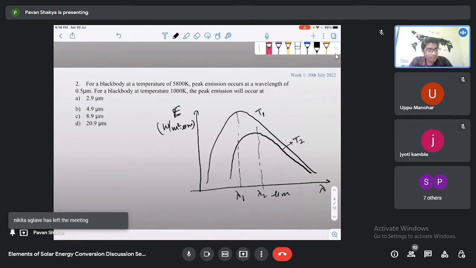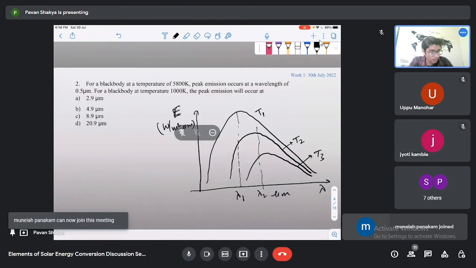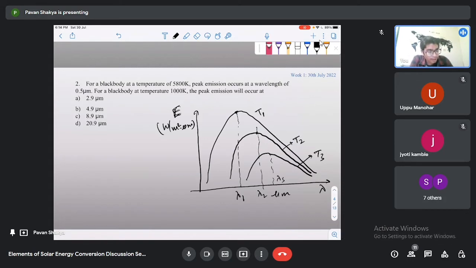The same thing happens continuously as we decrease the temperature more. Suppose this one is for T3, and its peak occurs at lambda 3. So if we join the peak points, we will find that this peak curve follows a hyperbola, that is, lambda_m times T equal to a constant.